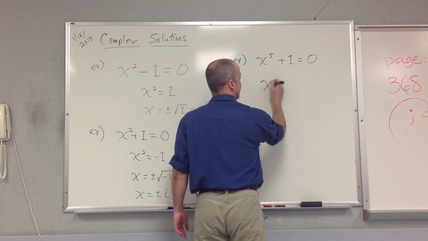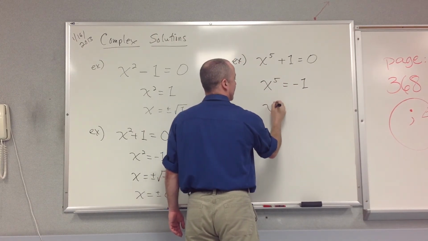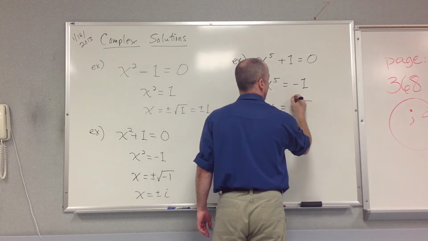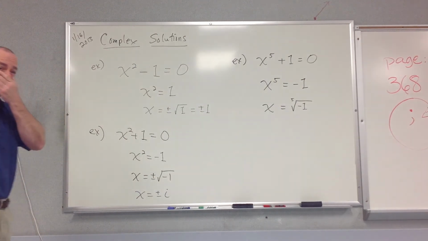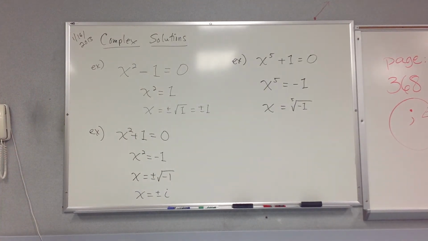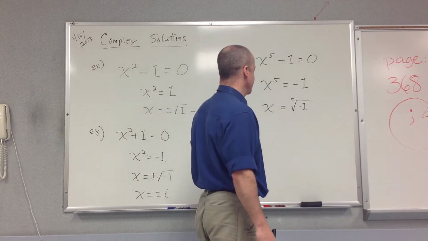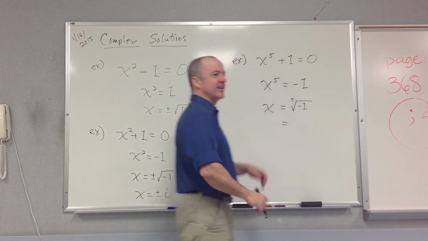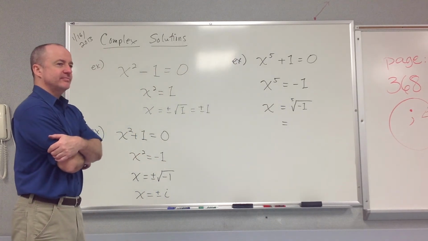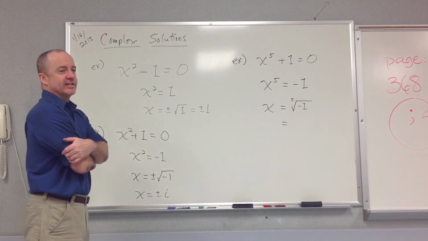So my steps here, I again subtract 1 from both sides. And now x is going to be all of the fifth roots of negative 1. All of the fifth roots of negative 1 will be possibilities. How many fifth roots? How am I going to do this now? Do I want to do this in rectangular complex coordinates? No. Turn negative 1 into polar complex coordinates.